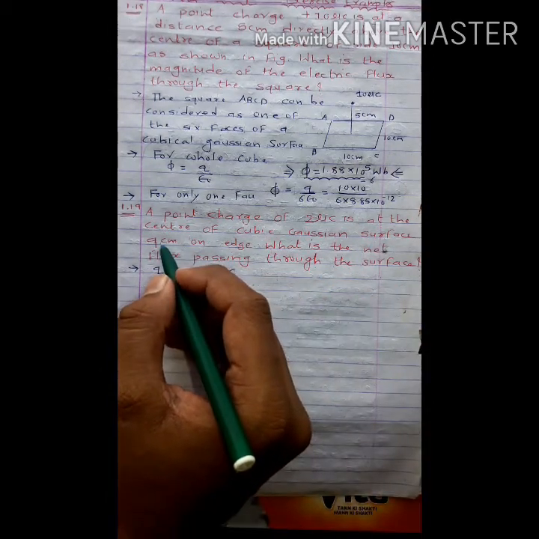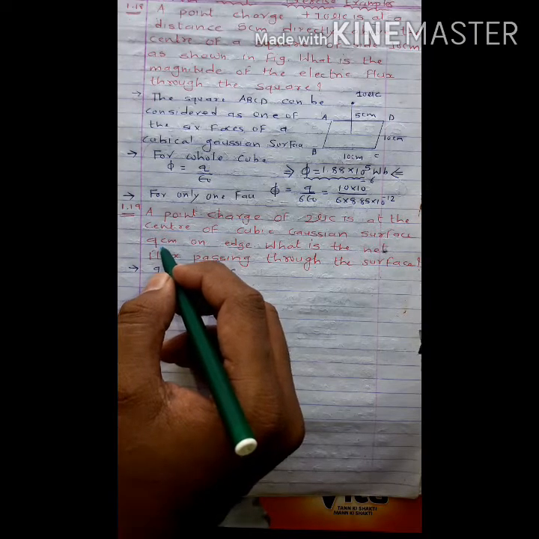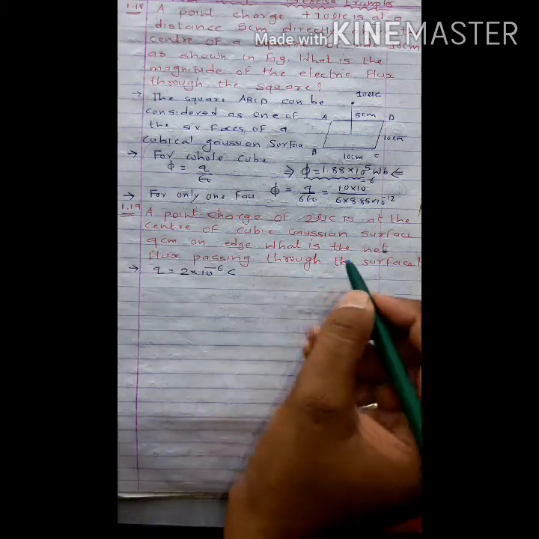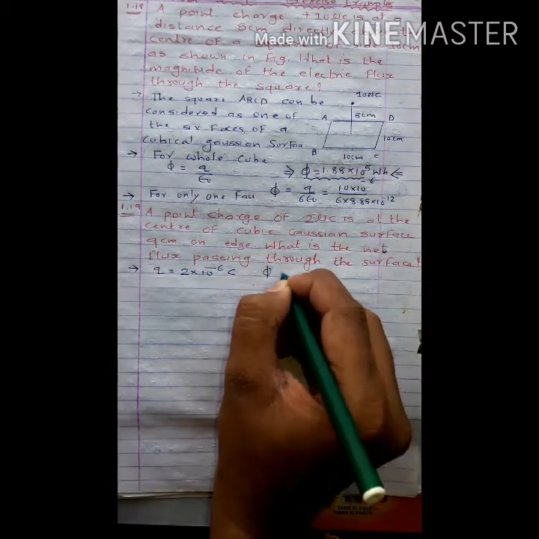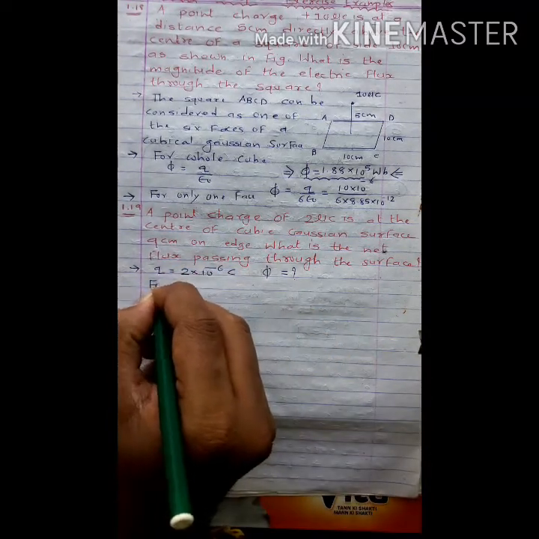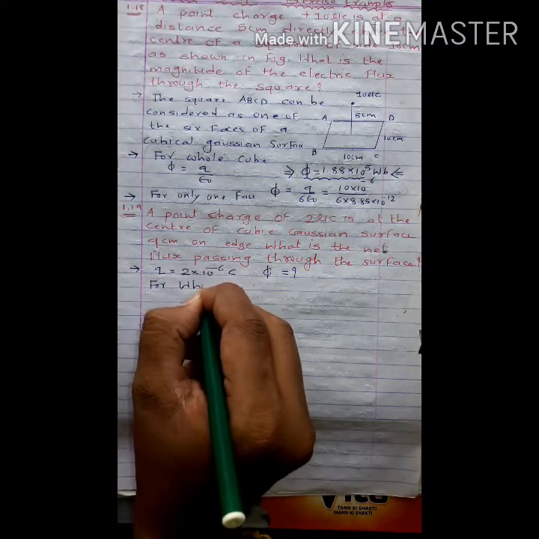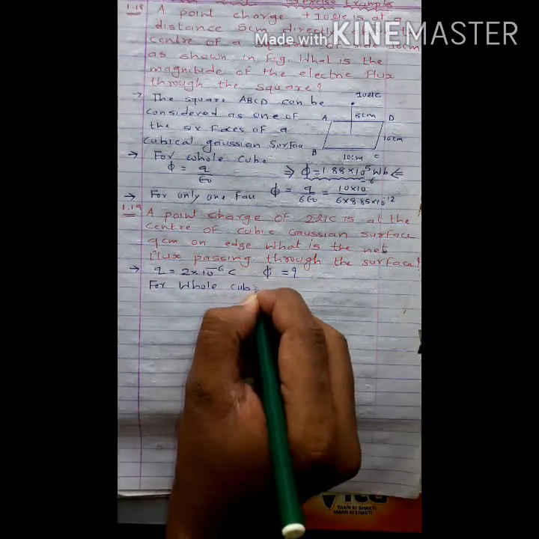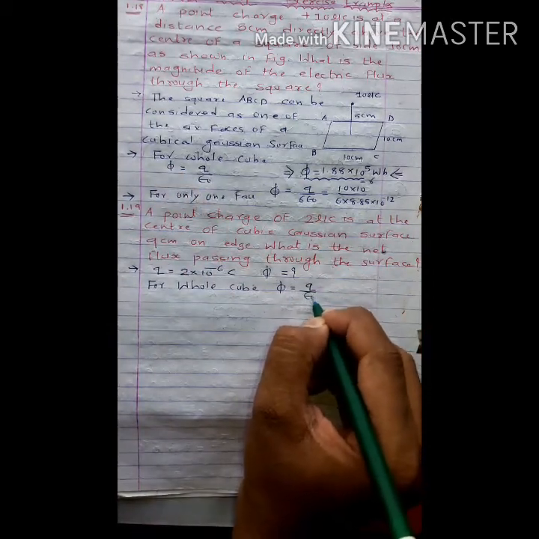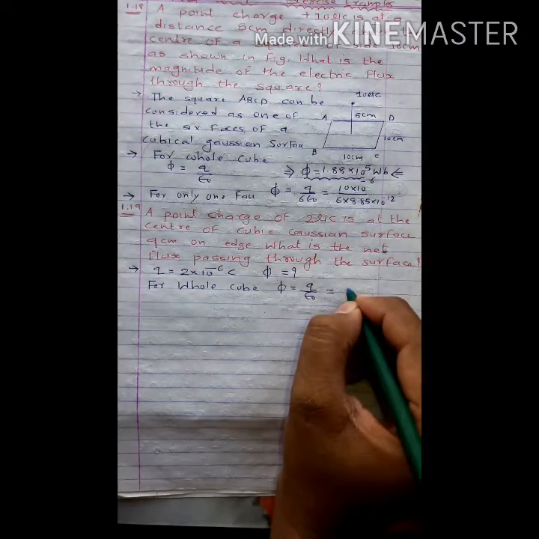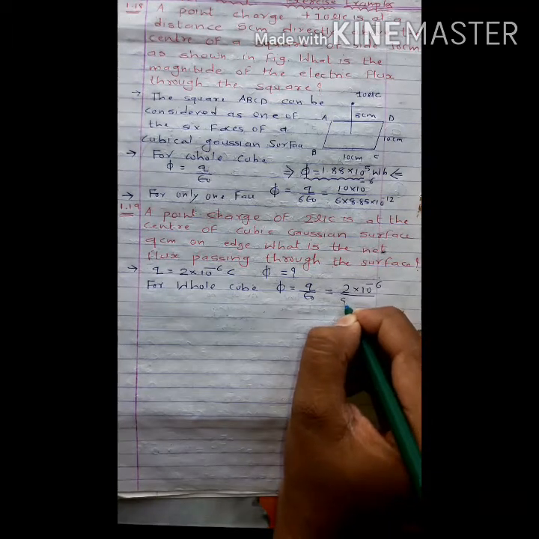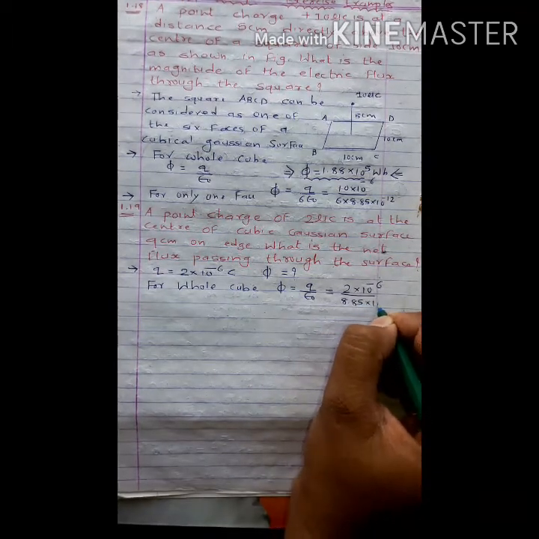The length of the cubical Gaussian surface is 9 cm, but flux is independent of the shape and size of the surface. So what is the net flux passing through the surface? Q is given, we want phi. Now here we have the whole cubical surface, so for the whole cube, according to Gauss law, flux phi is equal to q upon epsilon 0. Q is 2 into 10 raised to minus 6 coulomb divided by epsilon 0, 8.85 into 10 raised to minus 12.